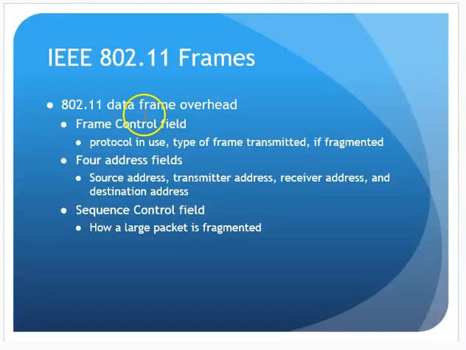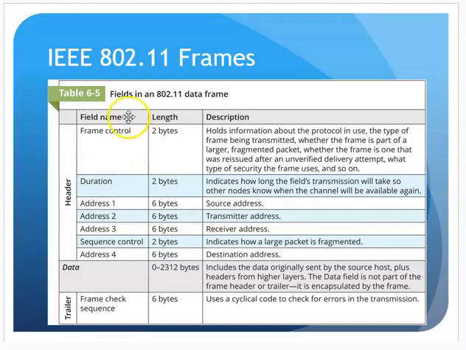Here's your frame control field: the protocol in use, the type of frame transmitted, and if fragmented. Then the address fields: source address, transmitter address, receiver address, and then destination address. These are the parts in the middle, the transmitter, and then the sequence control field, how a large packet is fragmented. So if we do fragmenting, that is how it is fragmented, if you will. And then here's a breakdown of all those fields if you want to look at some additional details.